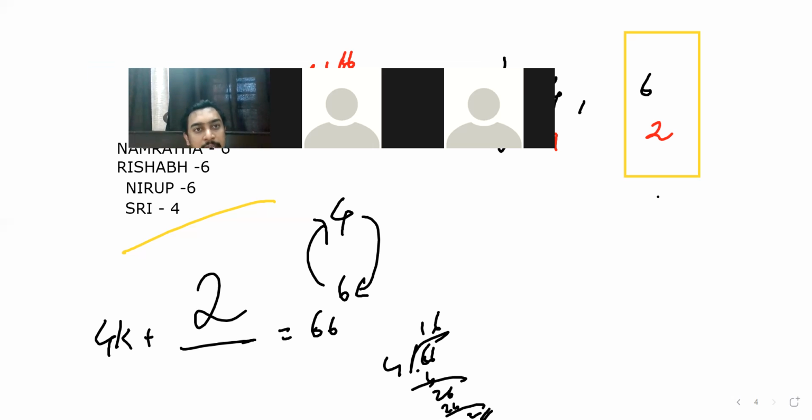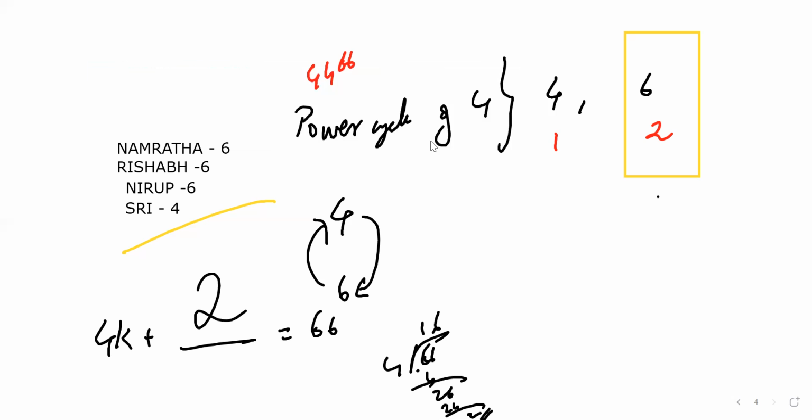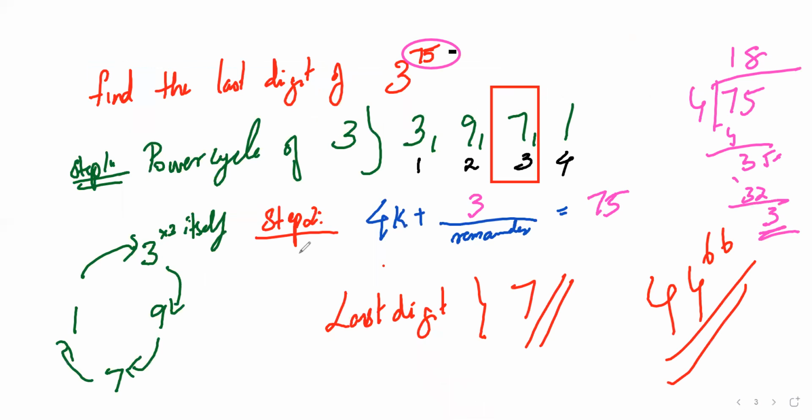Now let's go to the second part. Okay. Now already we found the last digit of 3 power 75. Okay. And suppose same question. Okay. Find, I'll write the question here.